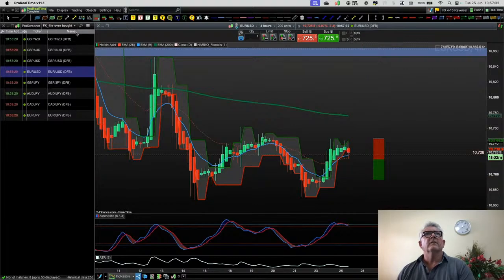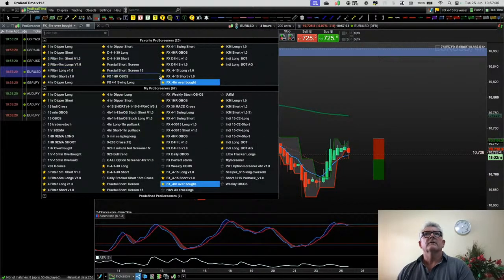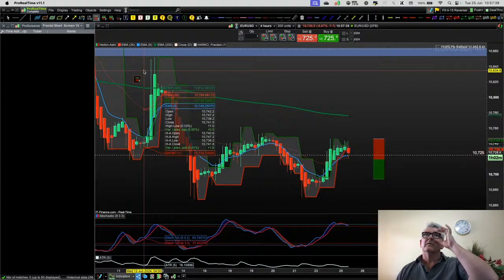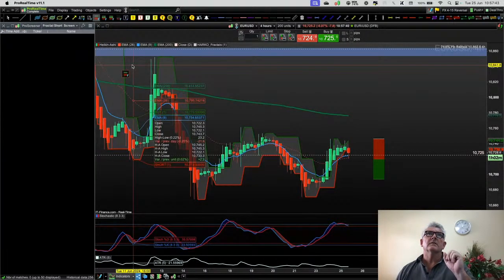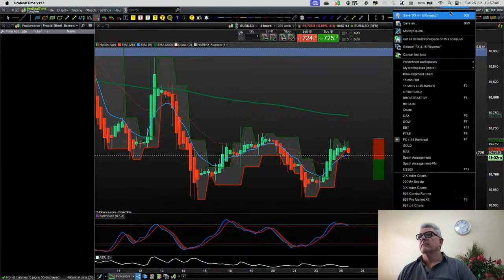I wonder if this comes up on the fractals. Let's just have a quick look, and then we'll go straight into the BBO. No, it's not come up on the fractal screener just yet. No, it hasn't. Right, let's go to the BBO screen. We'll set the BBO up.